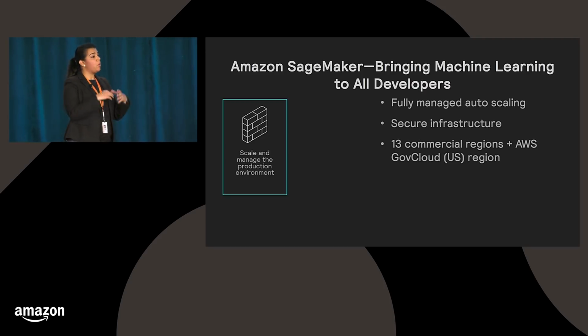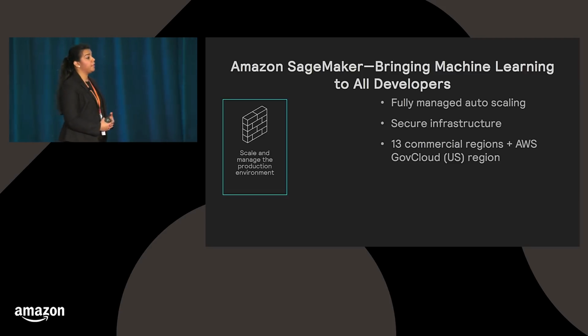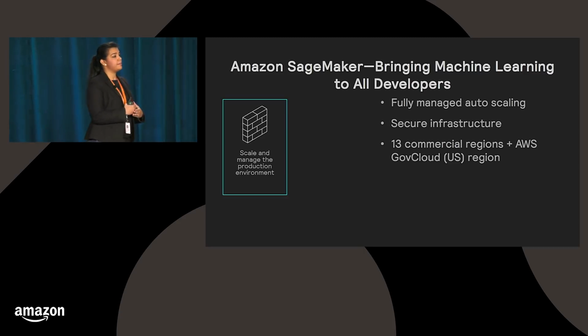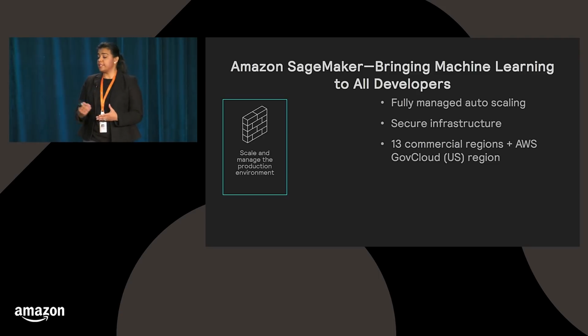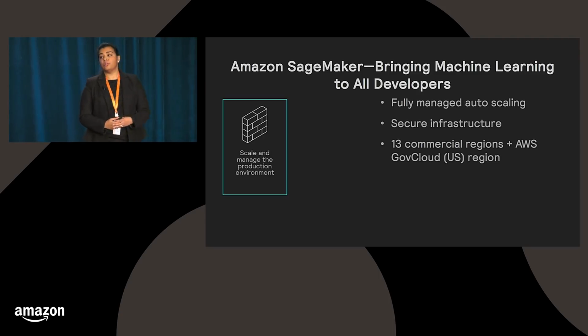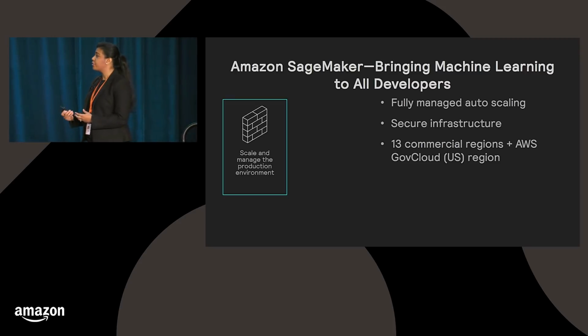And then you can set up all of the controls that you would need to manage these models in production, which includes fully managed auto-scaling, as well as security and compliance controls. So you have full VPC, PrivateLink, IAM roles, so that you can set permissions and manage control and access, as well as being able to encrypt your data at rest and in transit.